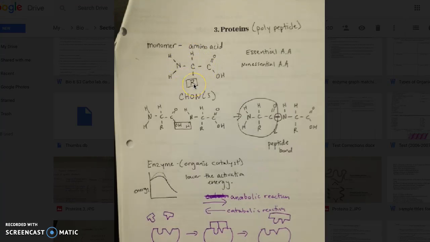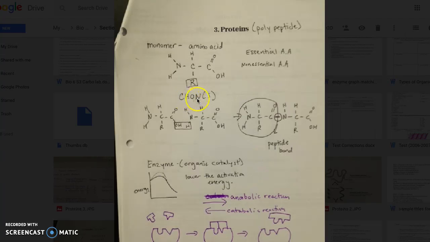This could be as small as a hydrogen. It could be larger. It could have an actual ring of carbons. We're not going to get into that detail. This is just letting you know that there are 20 different attachment sites that could be attached right here. And that's what literally makes the difference between the first amino acid, the second amino acid, and so on, all the way up to 20. The elements that are present, these are the ones that are present in proteins.